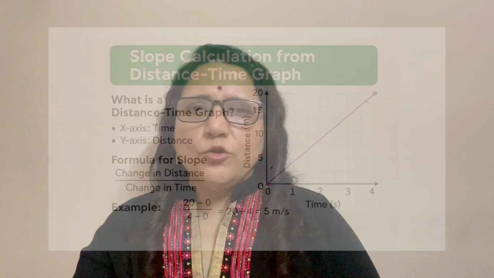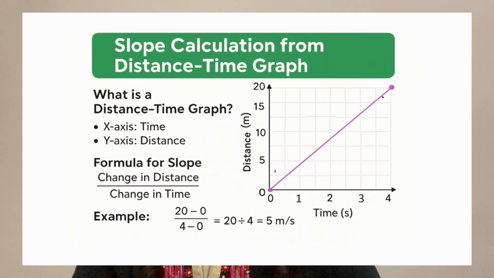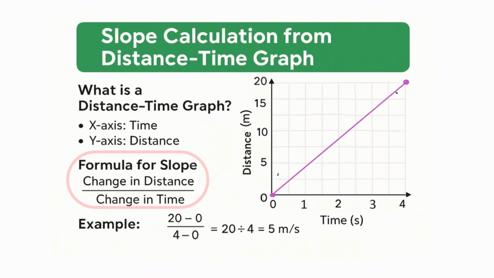To calculate the slope of a distance-time graph, use the formula: slope equals change in distance divided by change in time. This slope represents the speed of the object. A steeper slope means higher speed, while a flatter slope means slower speed.